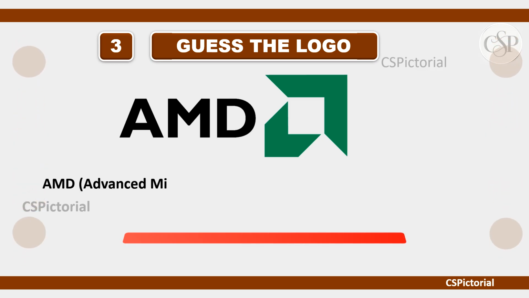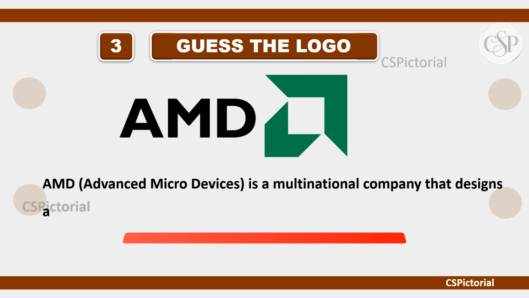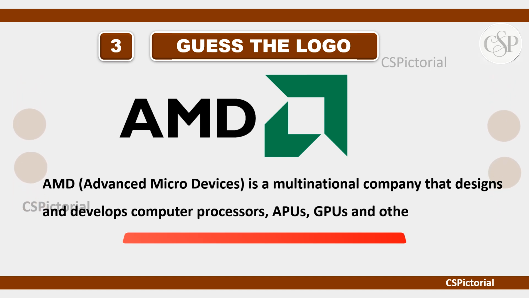AMD. AMD stands for Advanced Micro Devices. AMD is a multinational company that designs and develops computer processors, APU, that is Accelerated Processing Units, GPUs, that is Graphics Processing Units, and other chips.